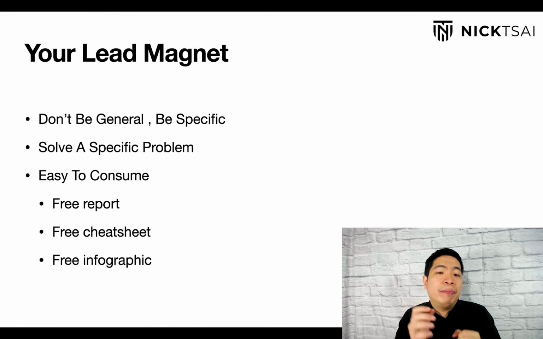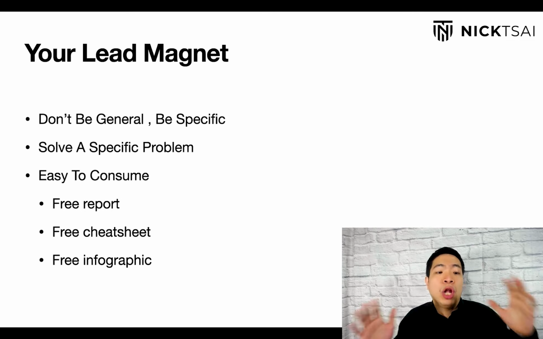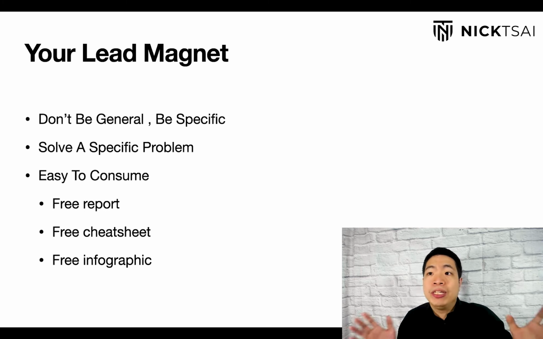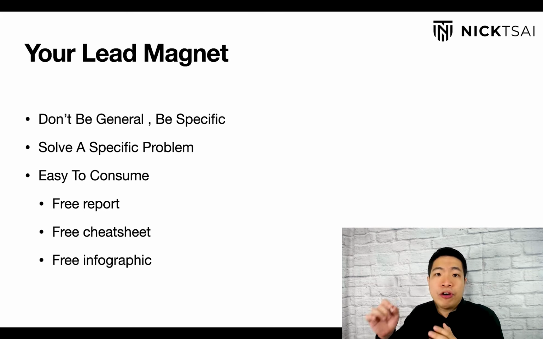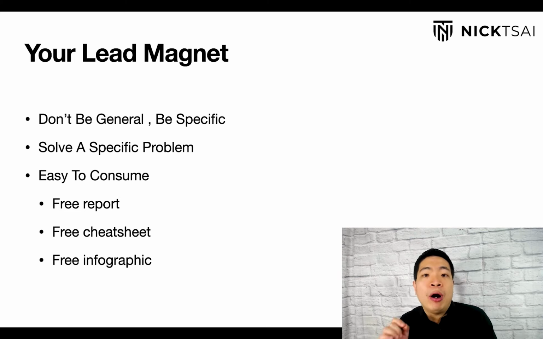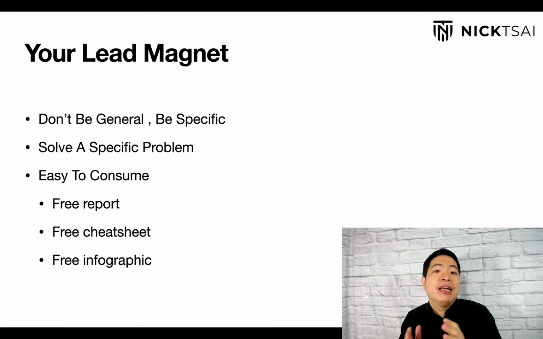So you want to give them a really specific benefit, and you want to solve a really specific problem with your lead magnet. Also, the lead magnet should be easy to consume. If it's a free course, it should not be too long. If it's a report, it should be short. Or you can give away a free cheat sheet or free infographic. The key here is people have to consume it within maybe minutes so that they can get instant value and they will want more, right?